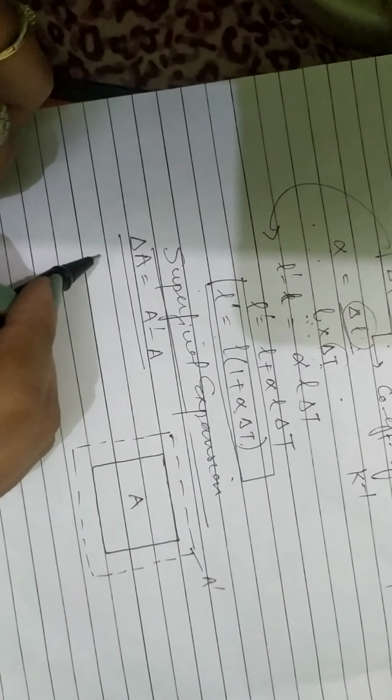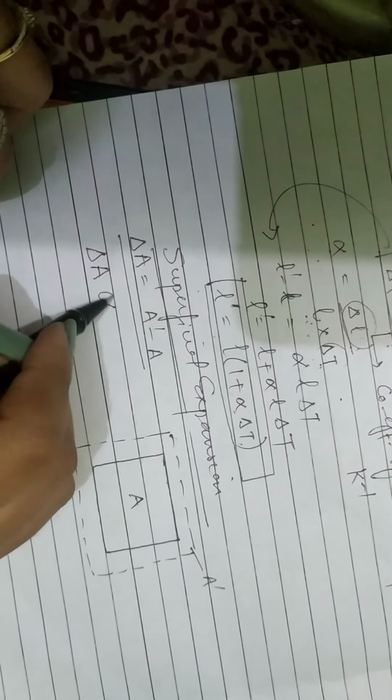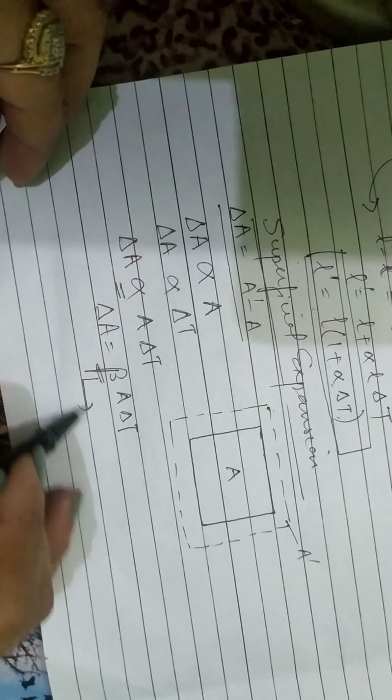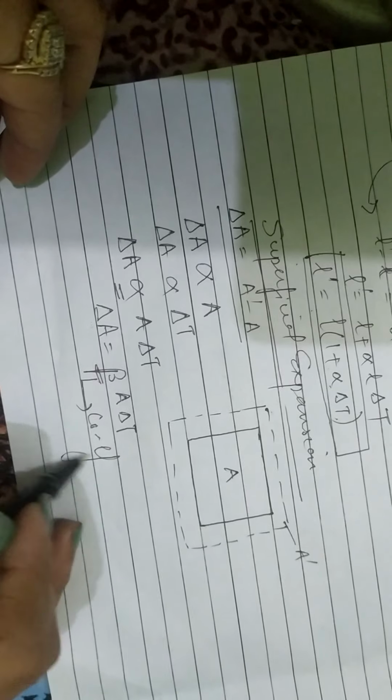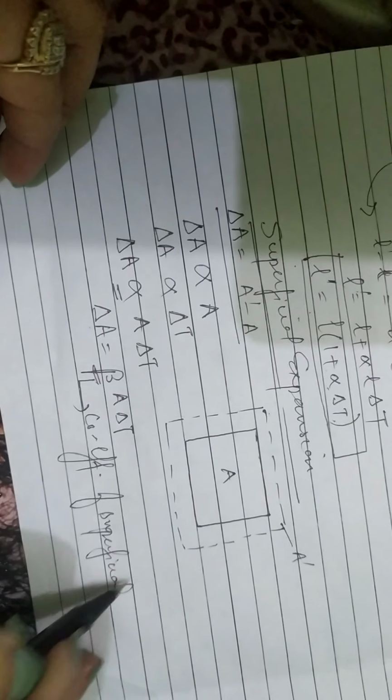Again, experimentally it was observed that the increase in area is proportional to the original area, and the increase in area is proportional to the rise in temperature. So when you combine them, delta A is proportional to A into delta T. Removing the proportionality sign, the constant is beta: delta A equals beta A delta T. So this is called the coefficient of superficial expansion.